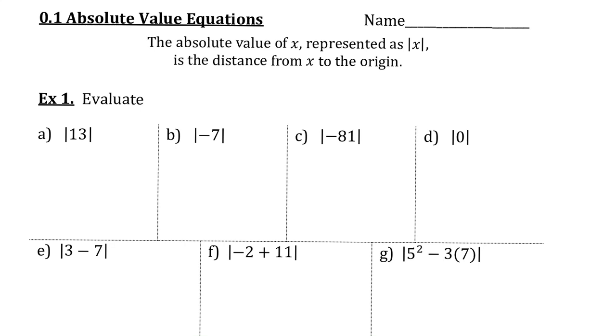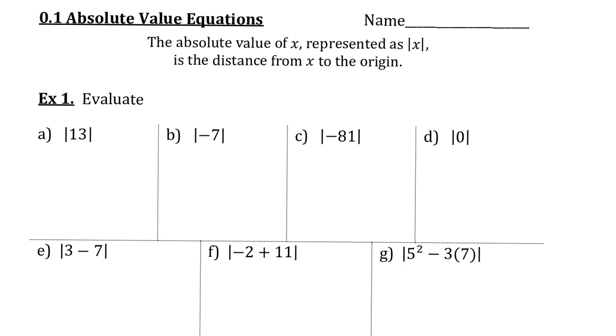Okay, 0.1 is absolute value equations. We are going to solve absolute value equations, but first we're going to remember what absolute value is. The absolute value of x is represented with these two bars, but instead of saying the bars, you say the absolute value of x, and it represents the distance from x to the origin. The origin is 0 on a number line or on a coordinate plane.